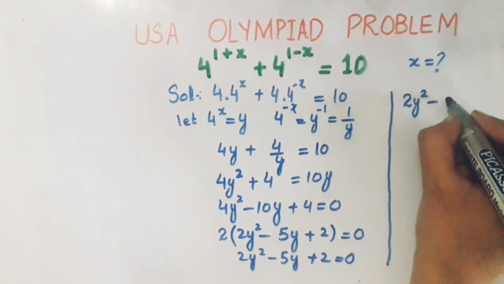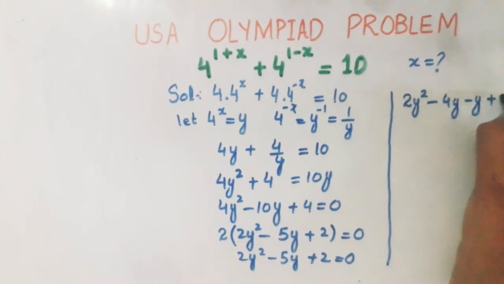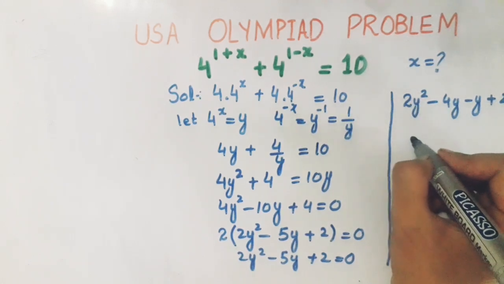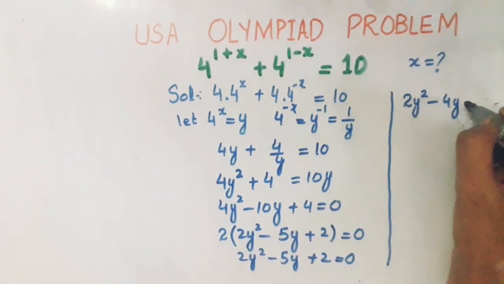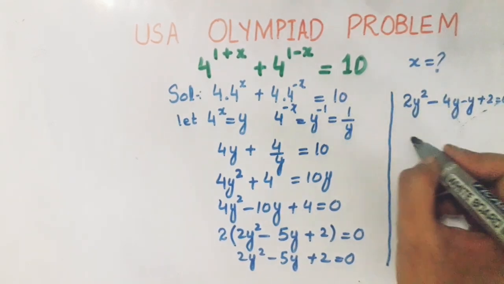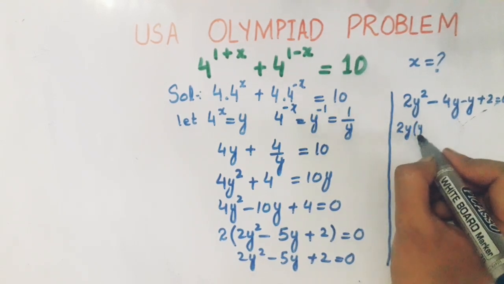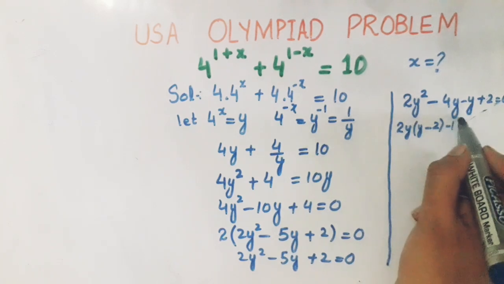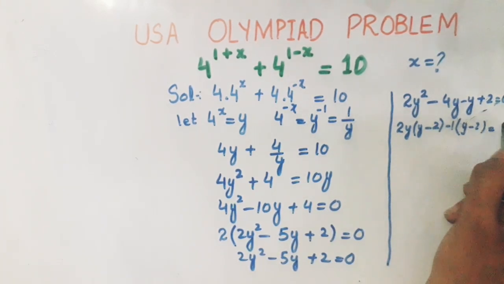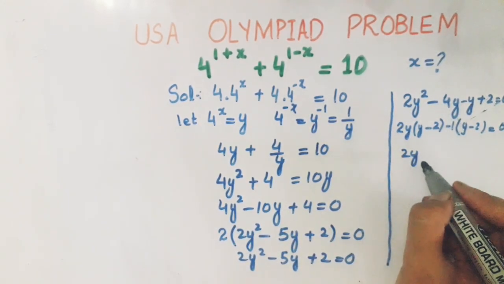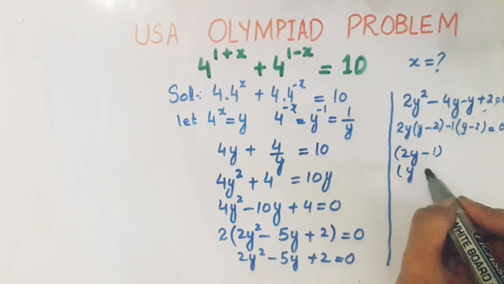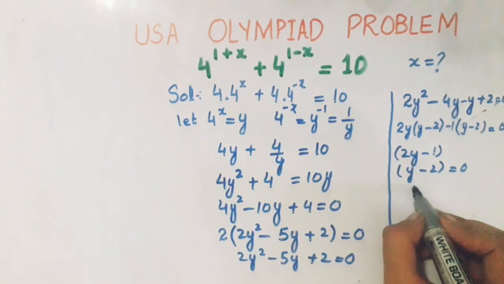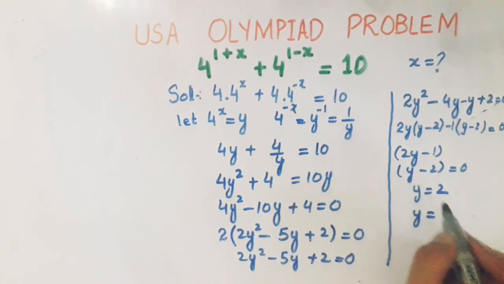So 2y square minus 4y minus y plus 2 equals 0. We can take 2y common from these two terms, and from the others, minus 1 common, so we get 2y minus 1 and y minus 2 equals 0. The factors are 2y minus 1 and y minus 2 equals 0. It means that y equals 2, and 2y minus 1 equals 0 means y equals 1 over 2. These are the two values.